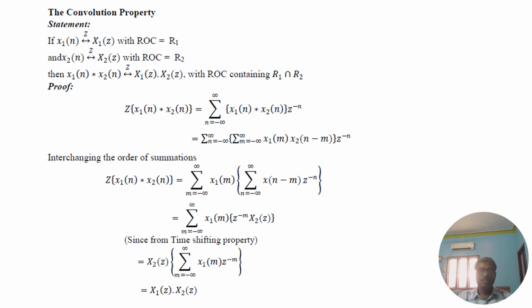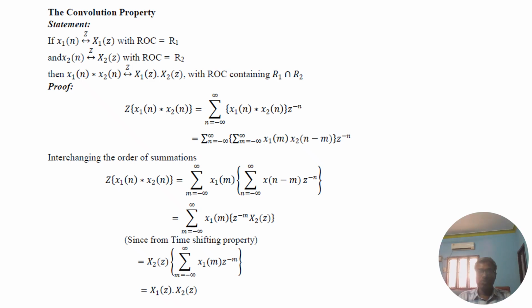Now we'll see the statement and proof of the convolution property. As per the convolution property, if the Z transform of x1 of n is x1 of z, and the Z transform of x2 of n is x2 of z, then the Z transform of x1 of n convolution x2 of n equals x1 of z into x2 of z. To prove this property, we need to consider the Z transform definition. As per the definition, the Z transform of x of n equals summation n equal to minus infinity to plus infinity x of n z power minus n.